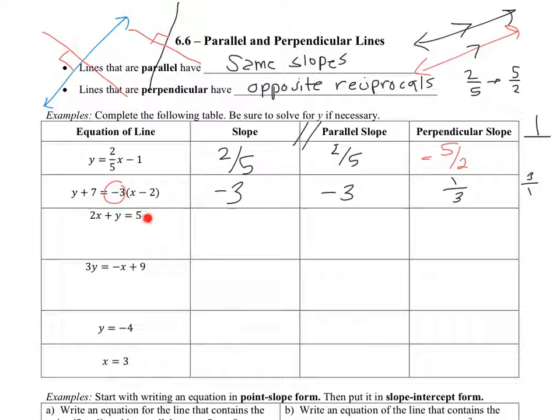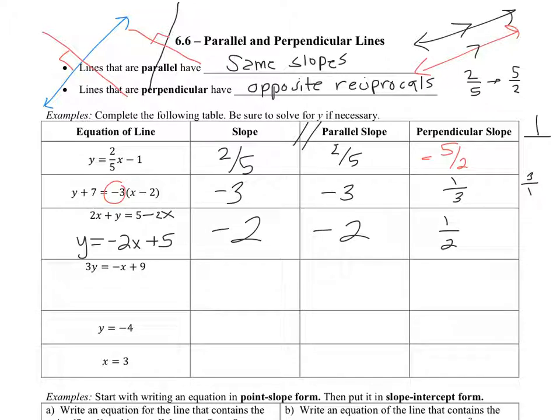The next one is written in standard form, so we're going to have to solve for y in order to figure out what the slope is. So if I solve for y, I need to subtract 2x from each side. So I get y equals -2x plus 5. The slope of this line is the number that's in front of x. So the slope is -2. Slope parallel is -2. And perpendicular is: take the reciprocal of 2, which is 1/2, and I'm going to make this positive. So it's just positive 1/2.